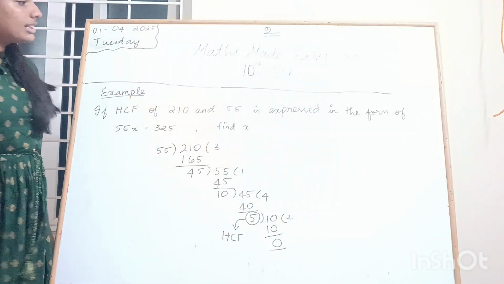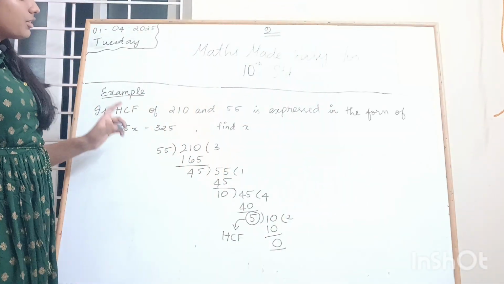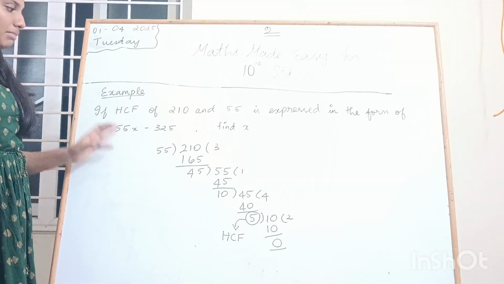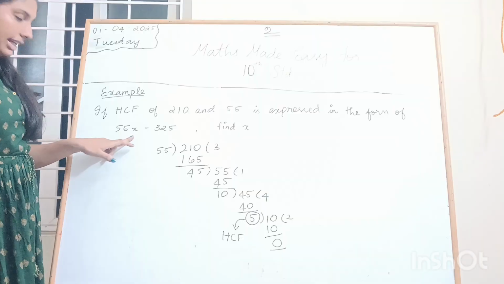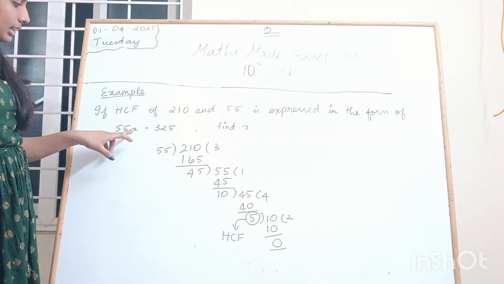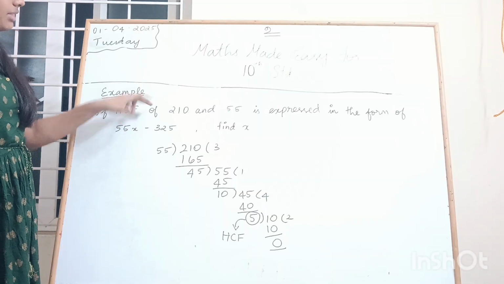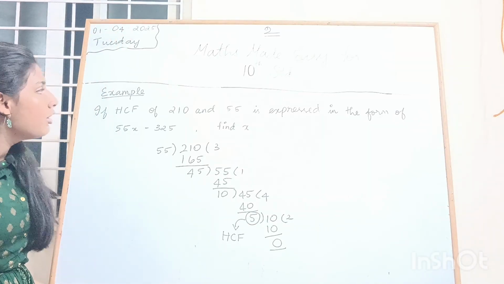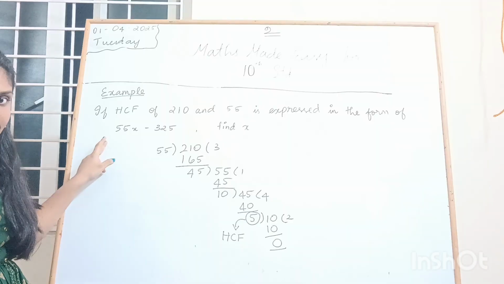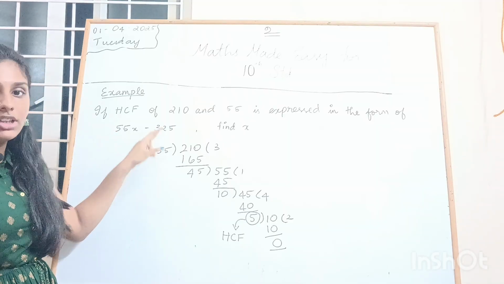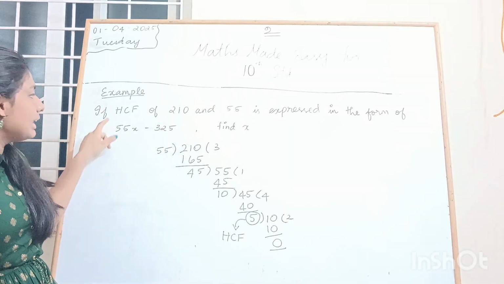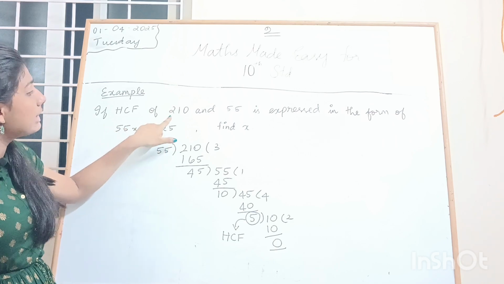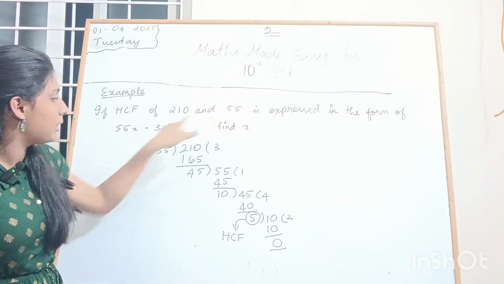So here the question is, if the HCF of 210 and 55 is expressed in the form 55x minus 325, then find x. So here we should find the value of x. They have given the two numbers as 210 and 55. So we should find the HCF of these two numbers and then equate it with this formula. Take this as the dividend and this number as the divisor.